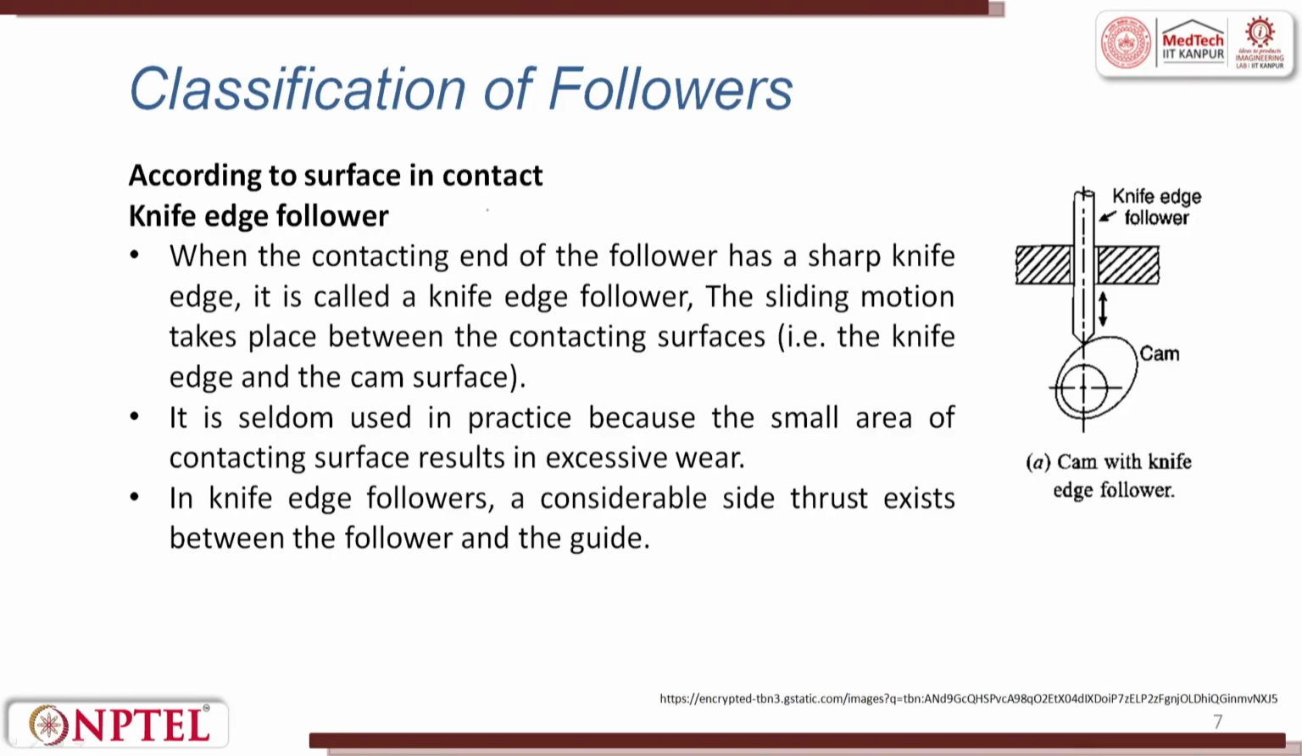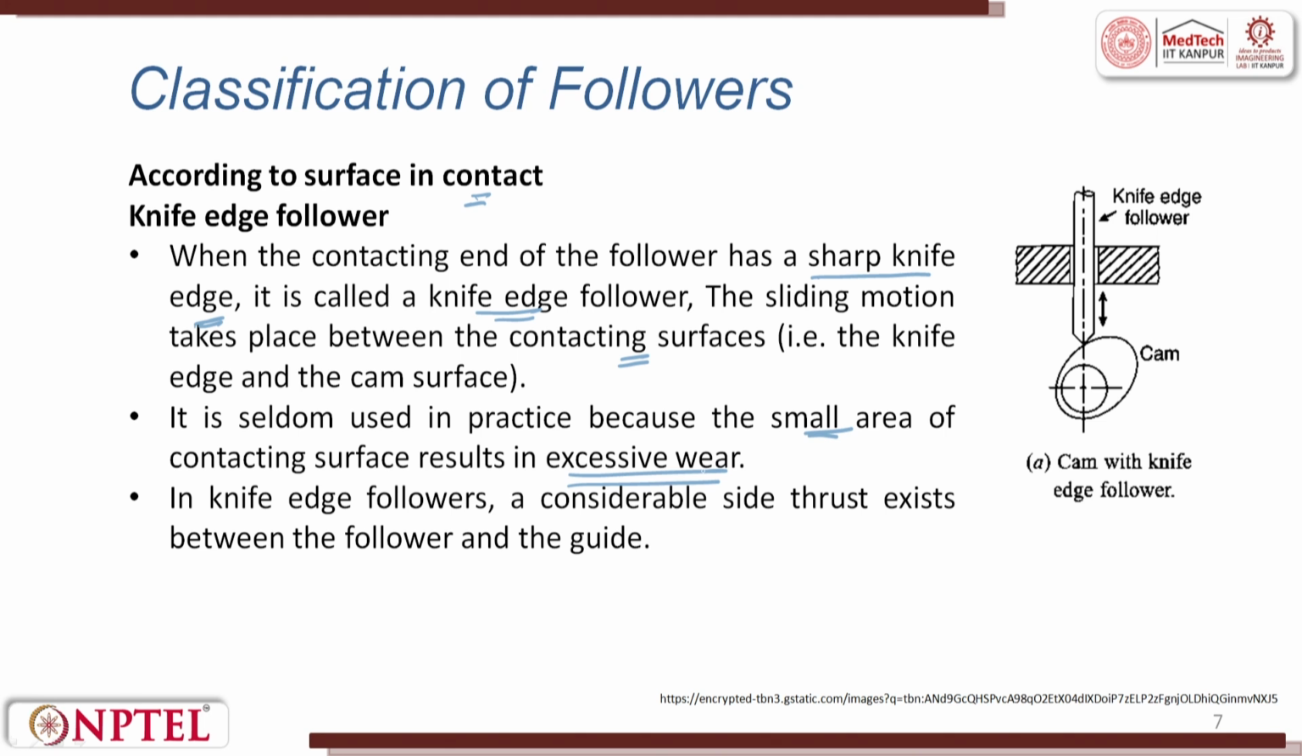So, according to the surface in contact, we will try to see the classification of the follower. Knife edge follower. When the contacting end of the follower has a sharp knife edge, it is called a knife edge follower. The sliding motion takes place between the contacting surface. It is seldom used in practice because the small area of contact results in excessive wear.